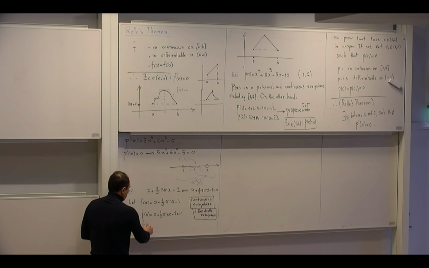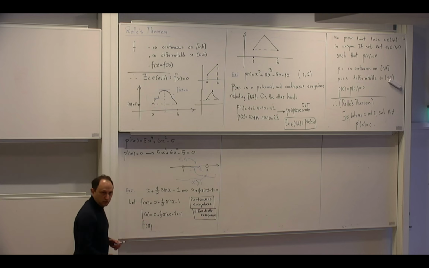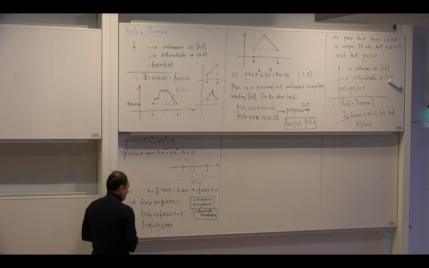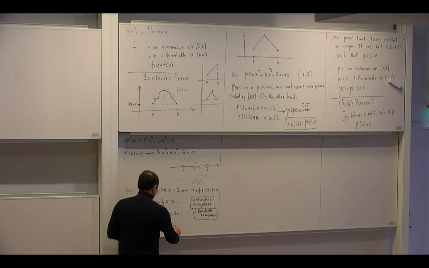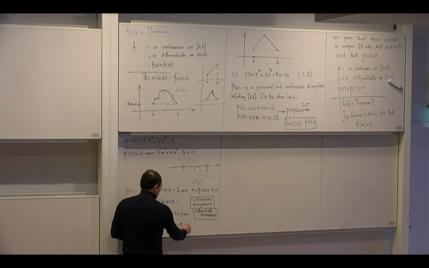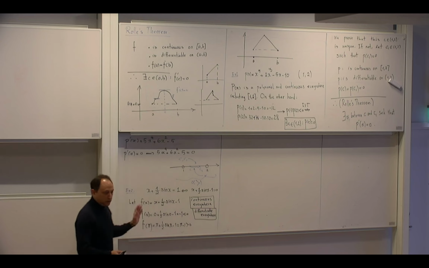f of pi is pi plus 1 over 2 sine pi, and then minus 1. So sine of pi is 0, so it becomes pi minus 1. Pi is 3 point something, so it's positive. So anyway, you see the interval is not proposed, so you have to find your own way. But that is correct.